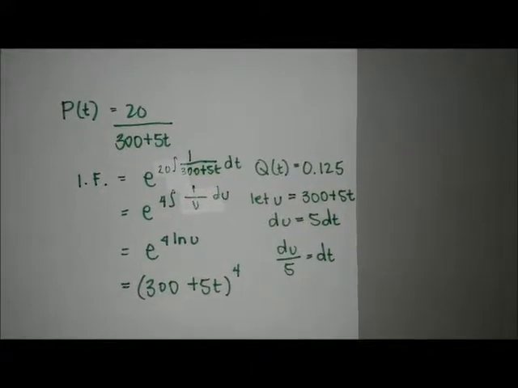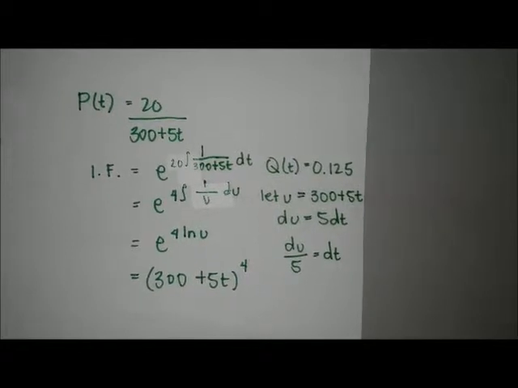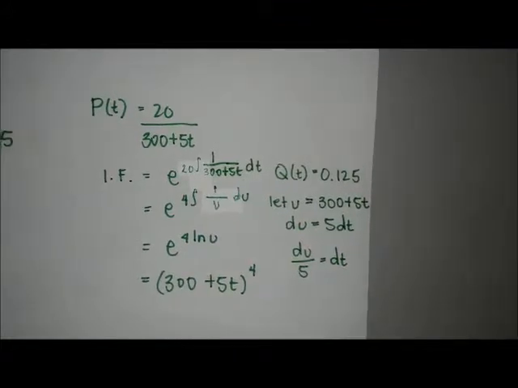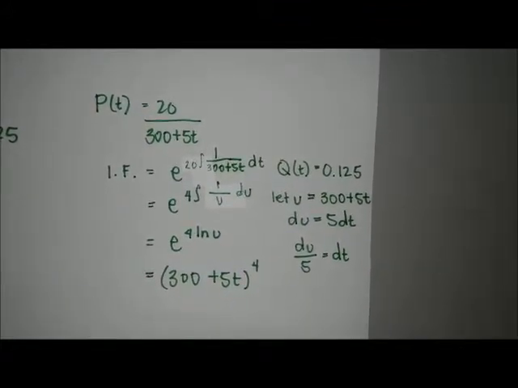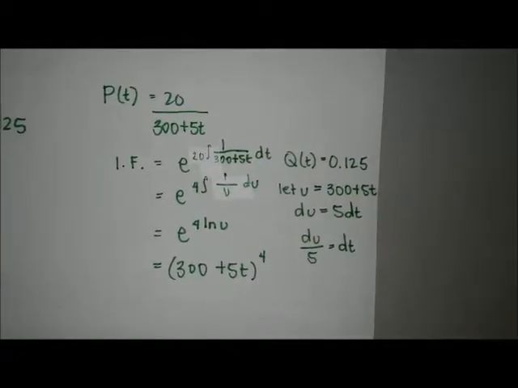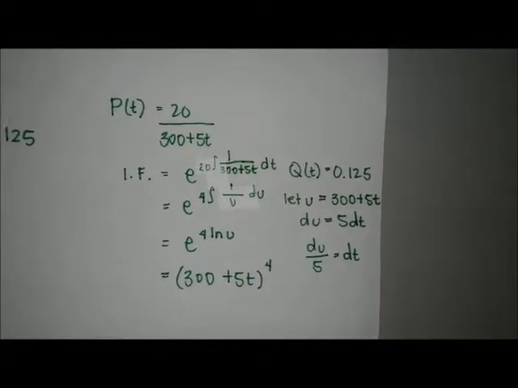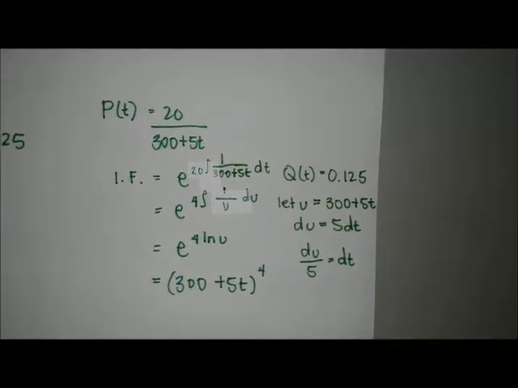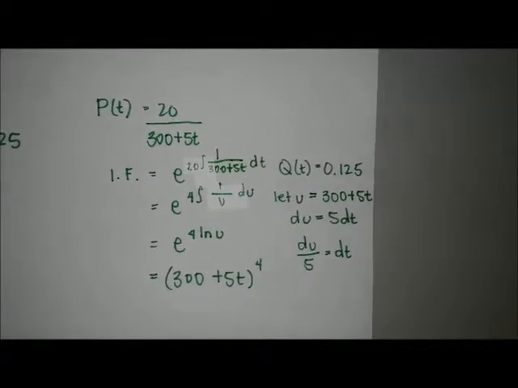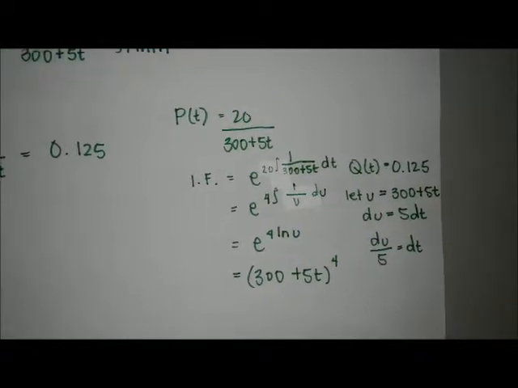So it's e raised to 20 times the integral of 1 over 300 plus 5t dt. So we substitute 300 plus 5t with u, therefore giving us du is equal to 5 dt, or du over 5 is equal to dt. So we substitute that, and then it becomes e raised to 4 times the integral of 1 over u du, which also gives us e raised to 4 ln u, or u raised to 4. So that gives us a final answer of 300 plus 5t raised to 4.